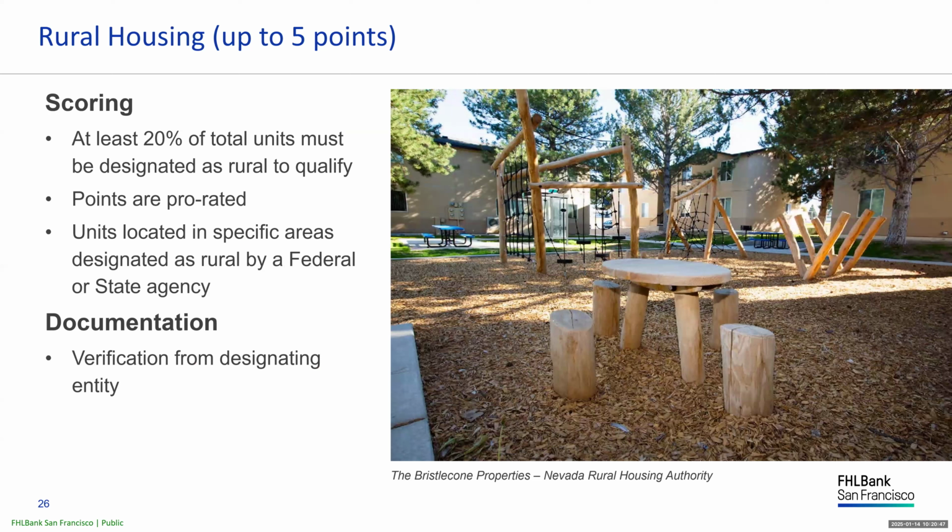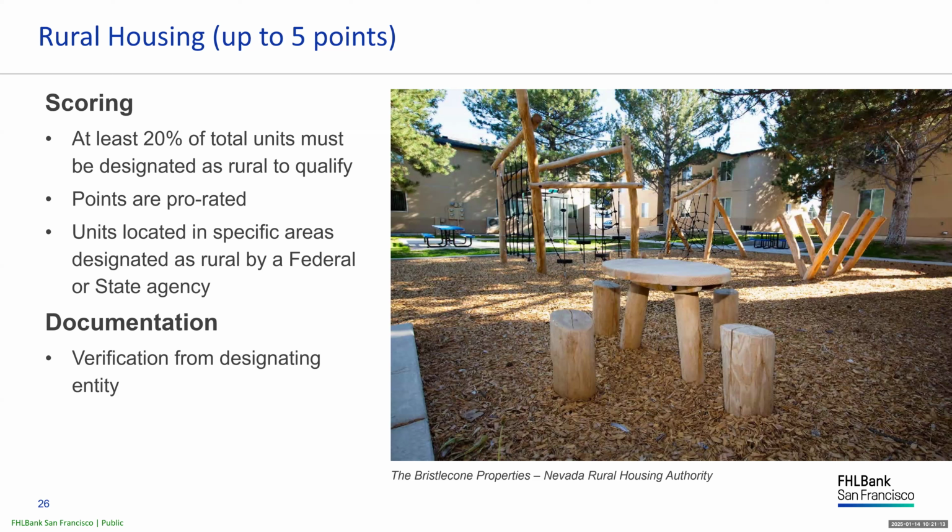Rural housing is a pretty straightforward category. If at least 20% of the units are in a rural area as deemed by a government agency, then you can receive up to 5 points. Points are prorated in this category. In the application, list or describe the agency designating the area as rural after the number of units are typed in. Rural status can be designated by a state or federal government agency such as the USDA.